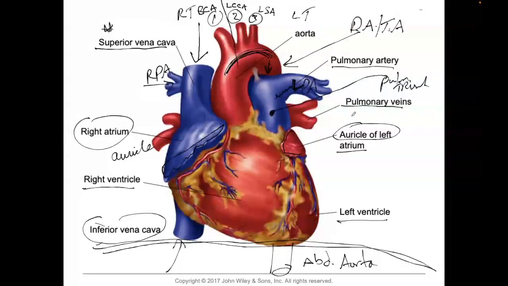Here are the pulmonary veins, bringing blood back to the left atrium, and over here, that's the right pulmonary vein, bringing oxygenated blood into the left atrium. And over here, off the aorta, that is a major blood vessel bringing oxygen to the myocardium of the heart. That's called the right coronary artery.